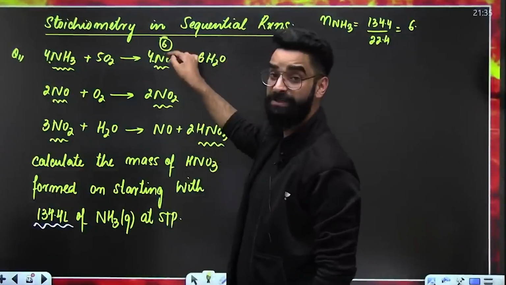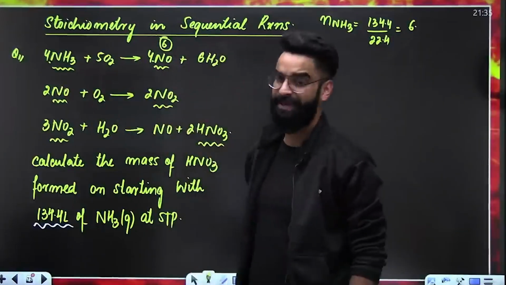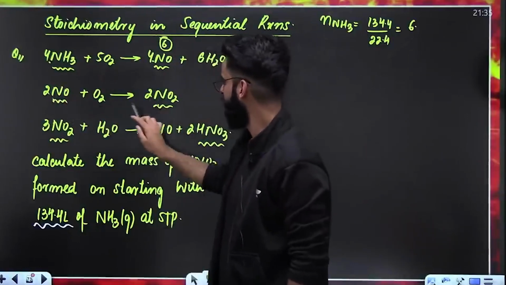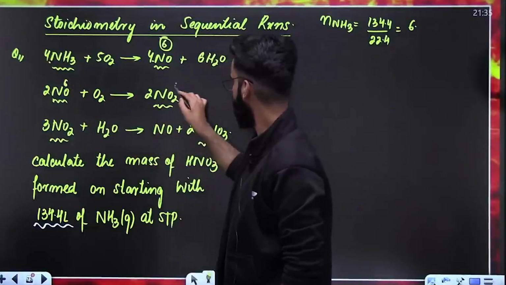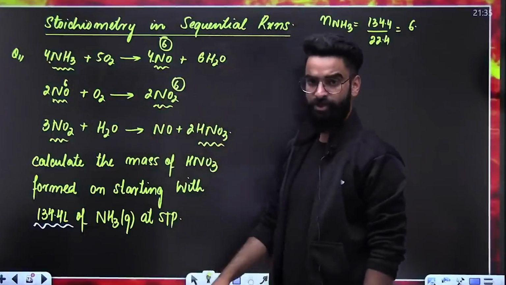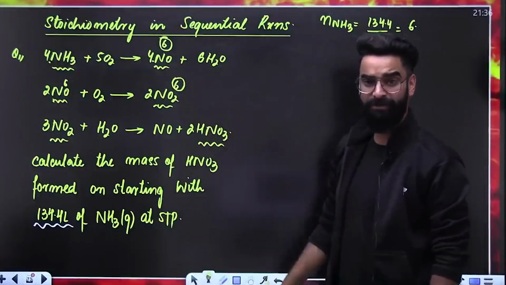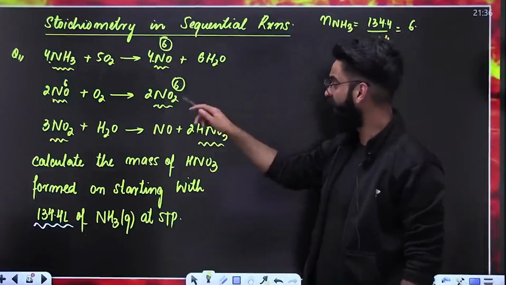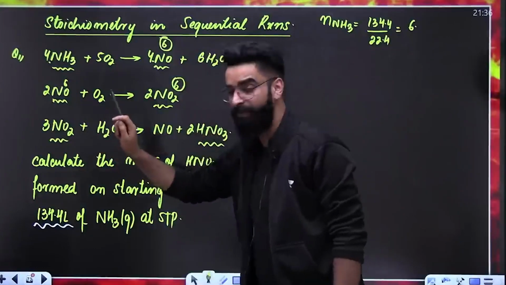Now, whatever 6 moles of NO are being formed, the same moles of NO are being utilized in the second reaction. Have a look. 2 moles gives 2 moles, so 1 mole should give 1 mole. That means 6 moles should give 6 moles of NO2. So as per the question, 6 moles of NO2 are being formed in the second reaction. And whatever NO2 is being formed in the second reaction, the same amount of NO2 will be utilized here.